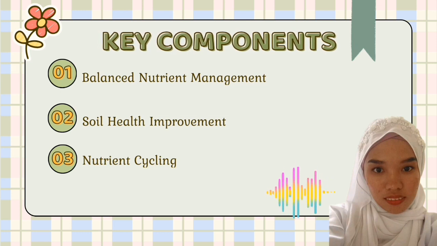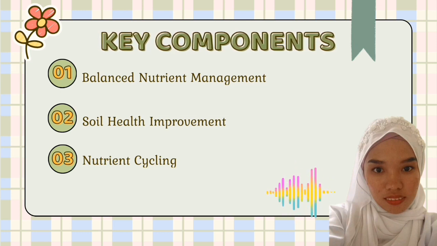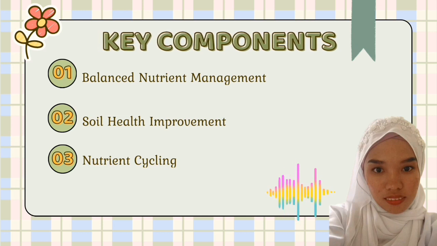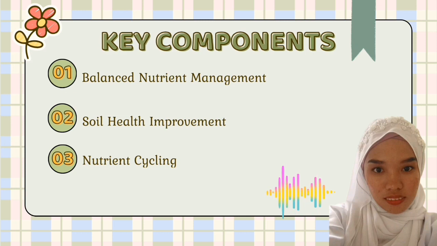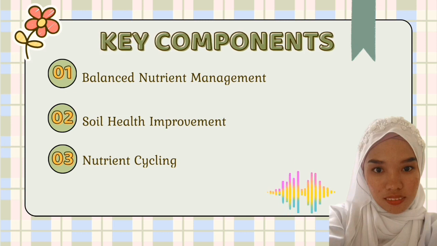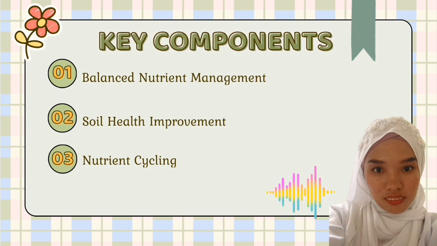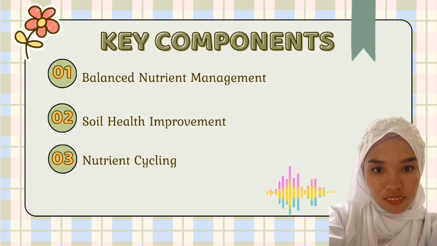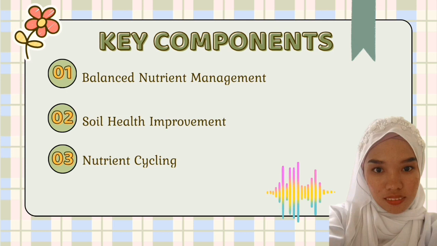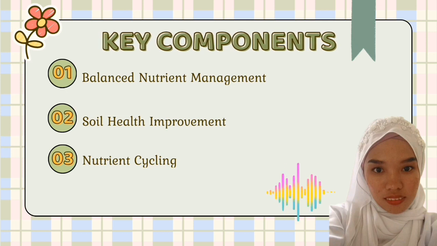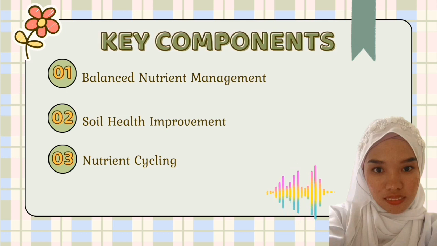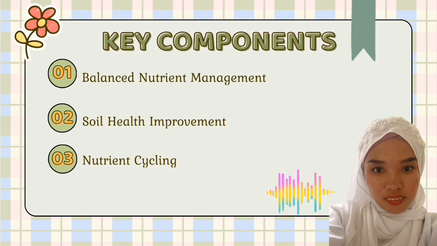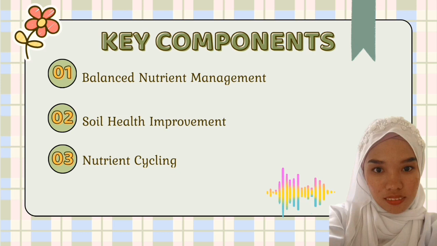Number 2. Soil health improvement. Integrated soil fertility management focuses on improving soil health by enhancing soil structure, increasing soil organic matter content, and promoting beneficial soil microorganisms. These improvements contribute to better nutrient availability, water retention, and overall soil fertility, leading to increased crop yields.